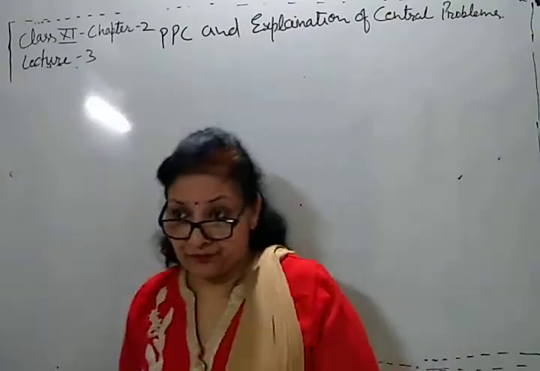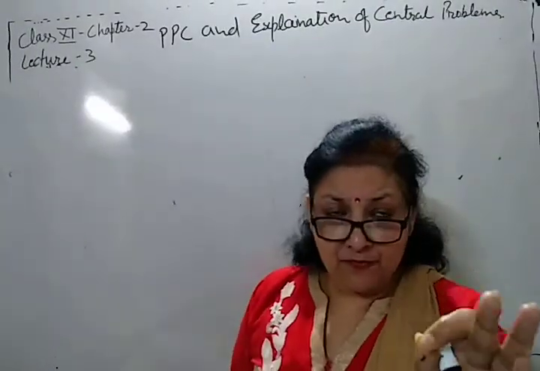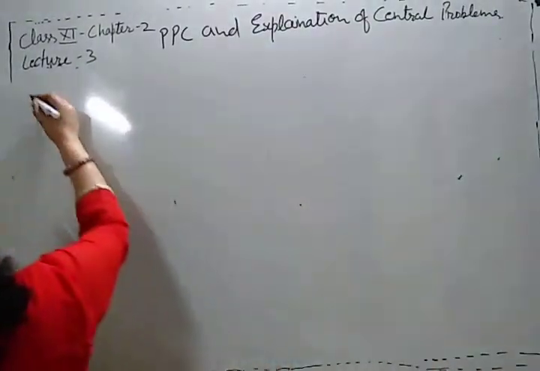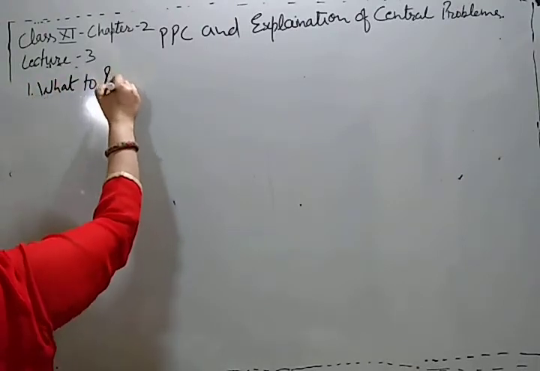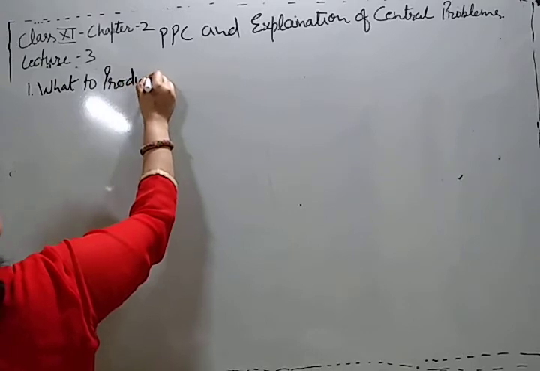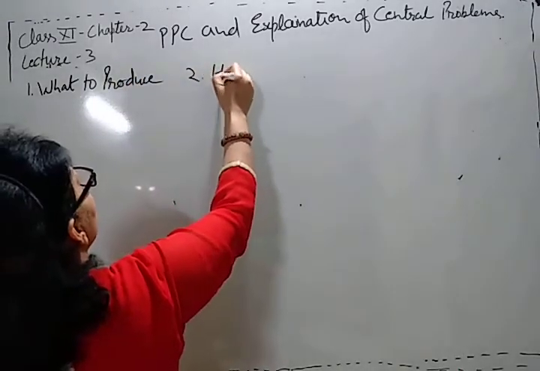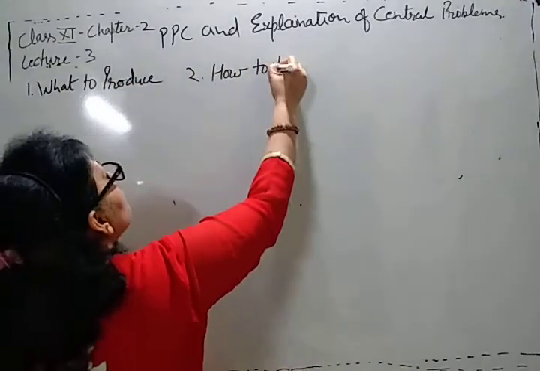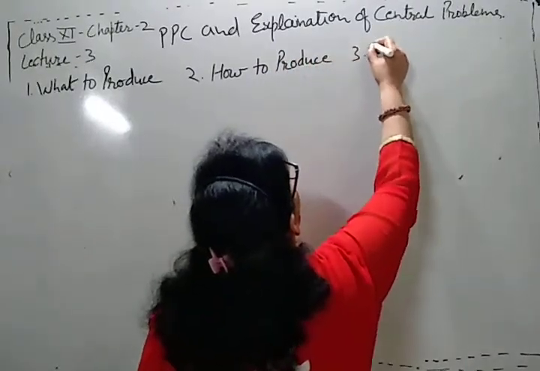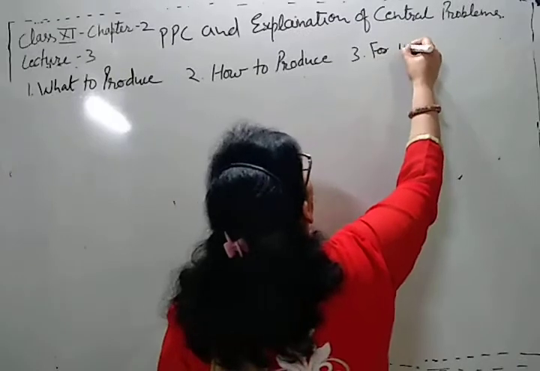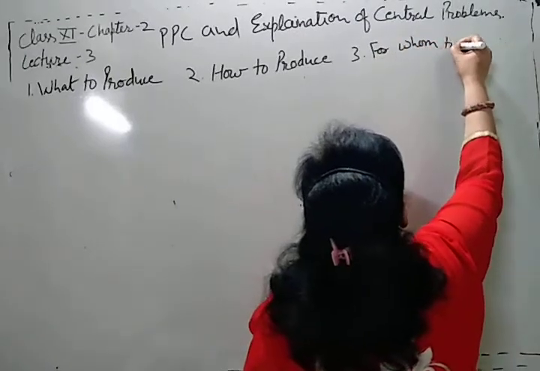As you know, there are three types of problems, central problems: that is, what to produce, how to produce, and for whom to produce.